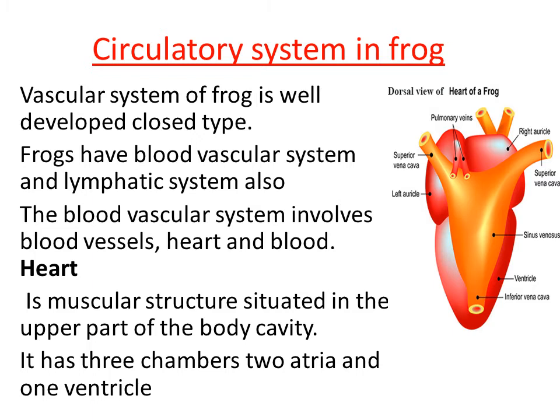And what about the right auricle? The right auricle receives deoxygenated blood from different parts of the body. This is the main function of the right auricle, clear? And the ventricle is called the pumping chamber. The ventricle pumps oxygenated blood to different parts of the body, right? And it also pumps deoxygenated blood towards the lungs. This is the main function of the different chambers that we can see in the frog, right?